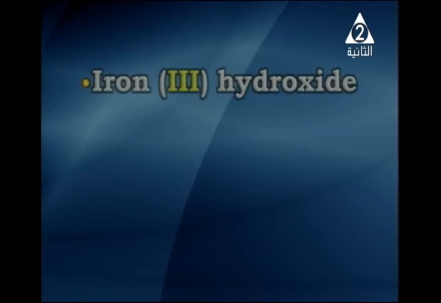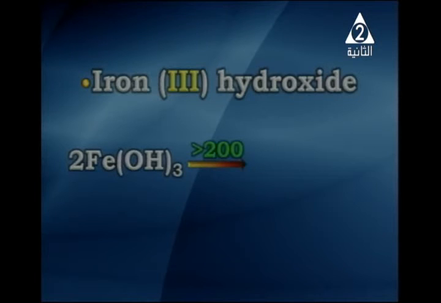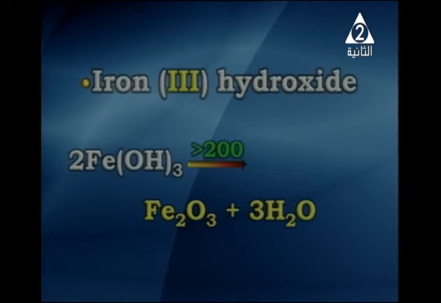The effect of heat on iron 3 hydroxide Fe(OH)3 is heated above 200 degrees Celsius. It gives iron 3 oxide and water is produced.